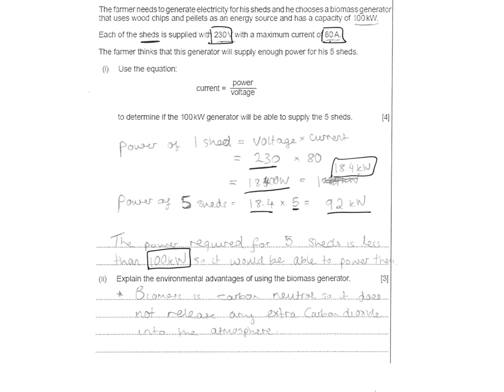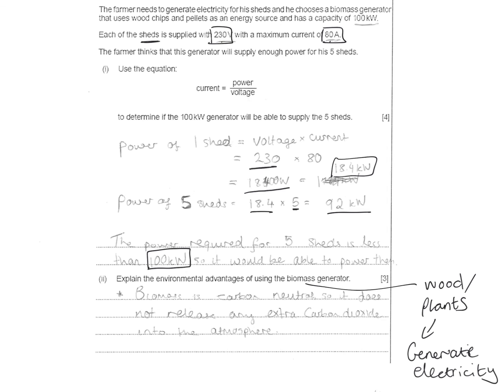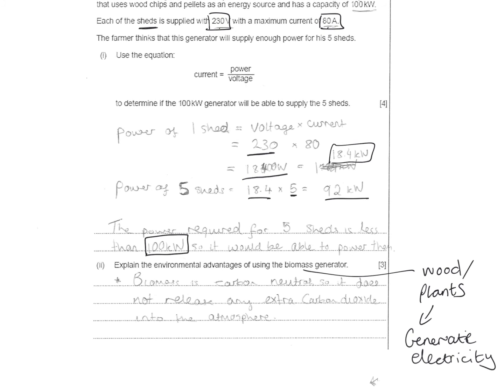Explain the environmental advantage of using a biomass generator. Biomass is when you use wood that you've cut down, plants and stuff. You heat that up to generate the electricity, or you generate the heat that spins the turbine. The reason for that is obviously it's waste, so it's using a waste product. It's also carbon neutral, so it does not release any extra CO2 into the atmosphere, so limits the effects of global warming.